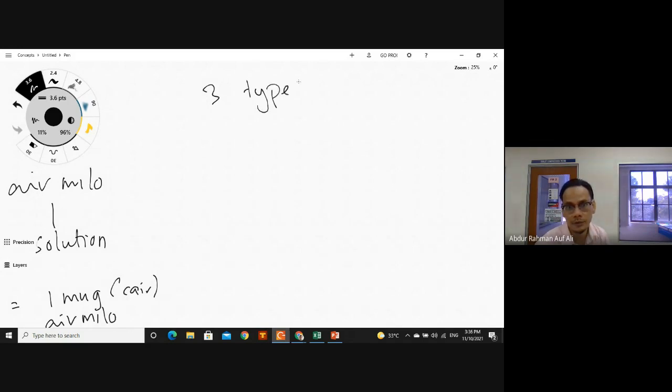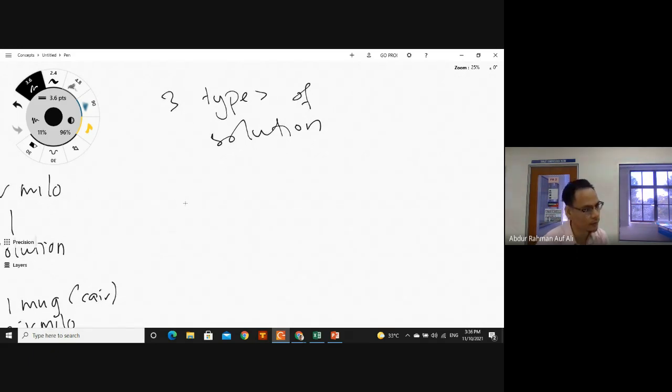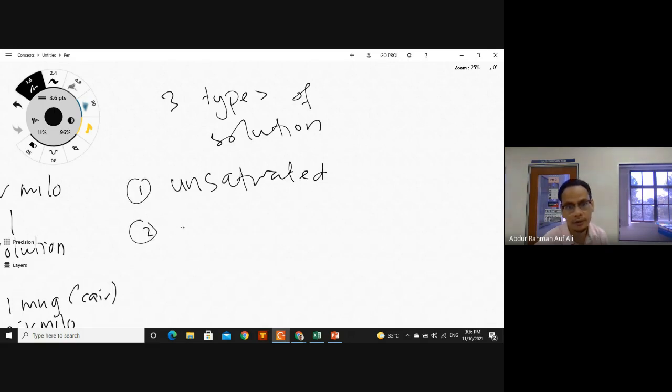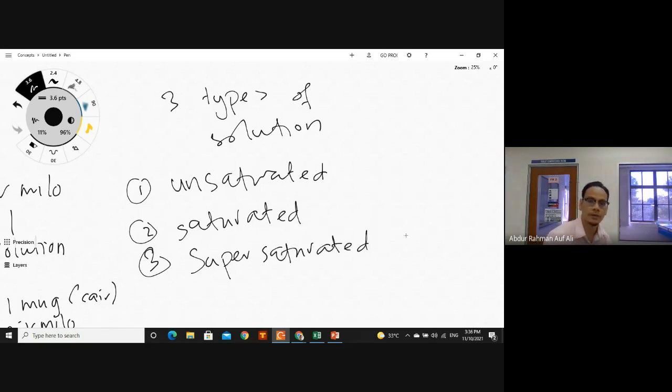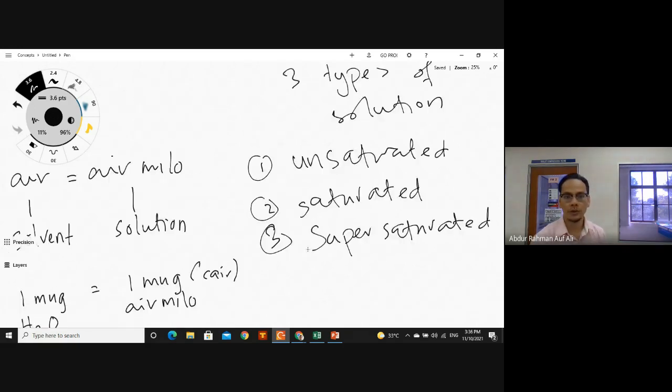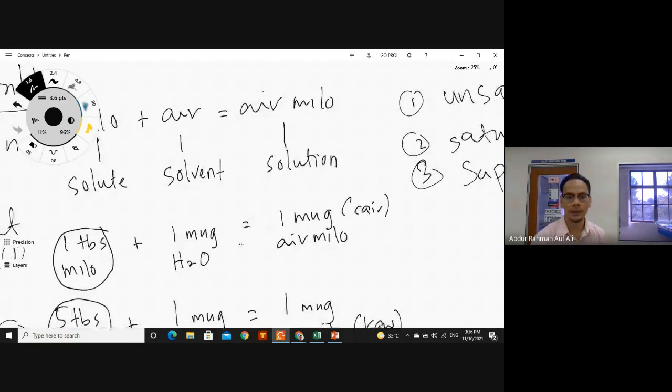So we have observed there are three types of solution. Kita ada unsaturated solution. We have saturated solution and we have supersaturated solution. So what is unsaturated, what is saturated, and what is supersaturated solution? So saya akan guna air Milo, contoh air Milo ni lagi.